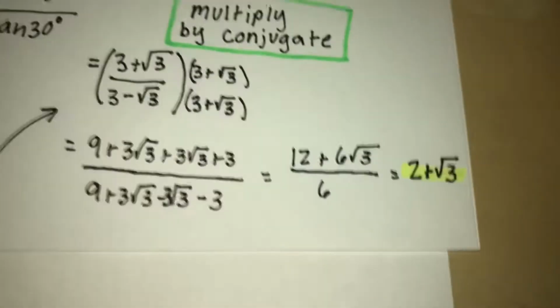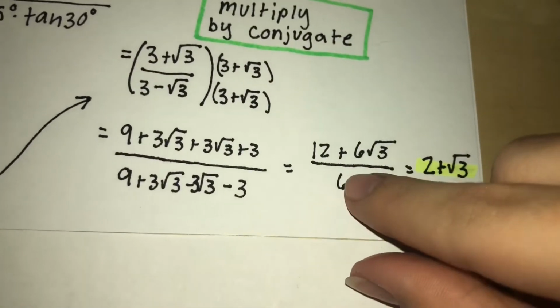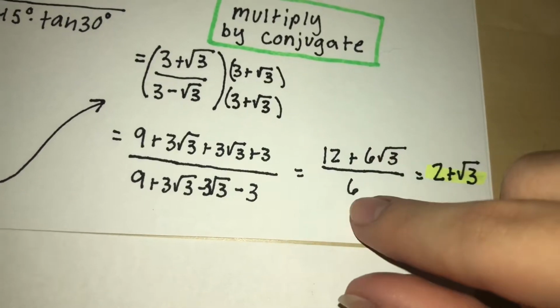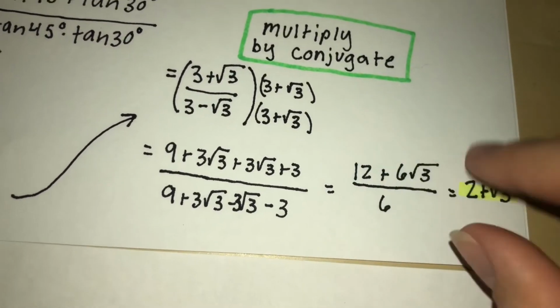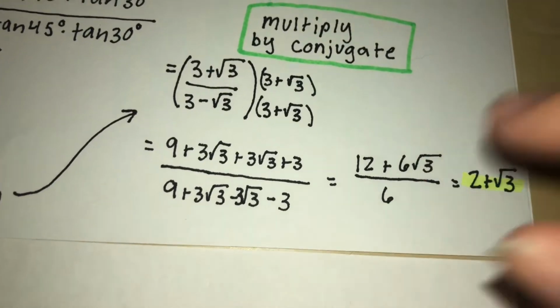And as you can see, you were able to simplify this, since both of these terms could go into the denominator. But if this did not go into one of these terms, you would keep it as it is.